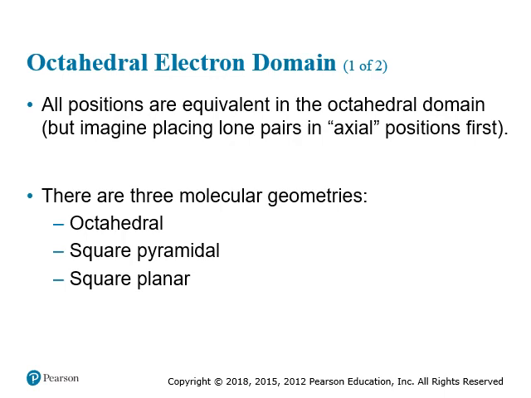In the octahedral electron group geometry, all of the positions are essentially equivalent. But if we were to assign lone pairs to a molecule when we were considering its molecular geometry, imagine placing those lone pairs in the axial positions first. With that being said, there are 3 unique molecular geometries for the octahedral electron group geometry. There's octahedral, square pyramidal, and square planar.